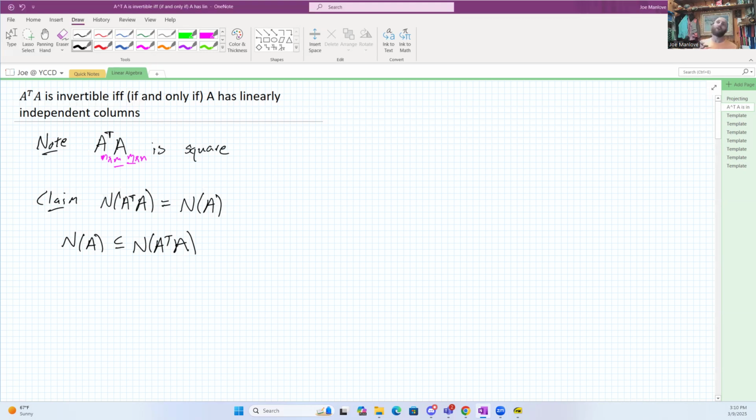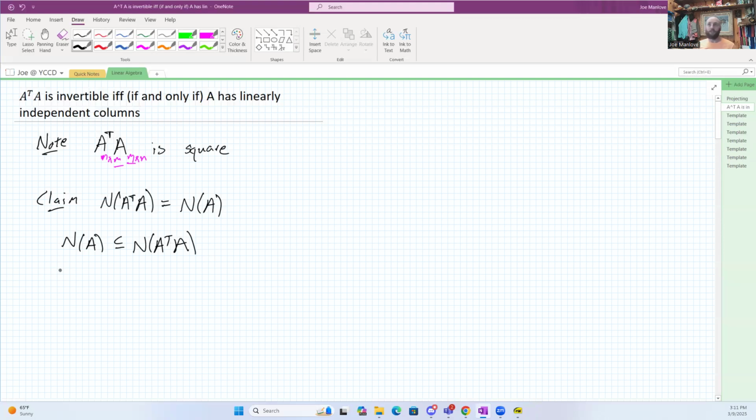So if I show that a number is smaller, like if I show that X is smaller than 2 and also that X is bigger than 2, that would tell me that X has to be 2, because it can't be both smaller than and bigger than without actually just being the thing. The same thought applies with sets. So I'm going to show that the null space of A is contained in the null space of A transpose A, and then I'm going to show vice versa.